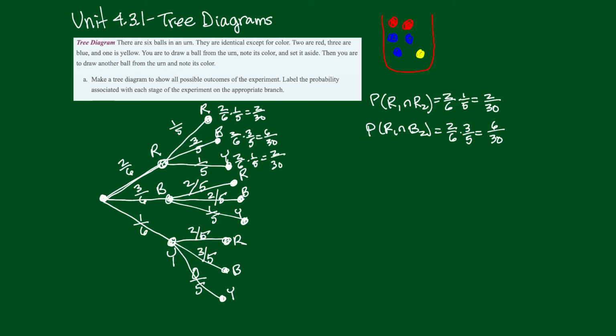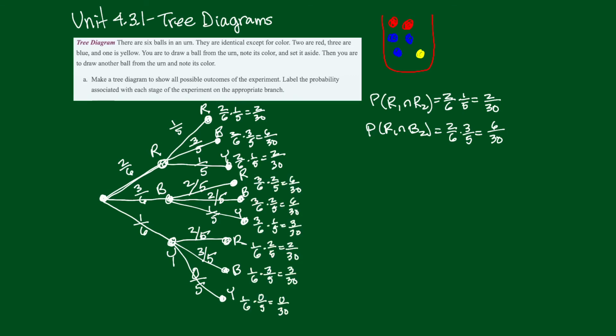Now I'm going to do the rest of them, but I'm just going to put them in here and then come right back. All right, so I just filled them all in here. So for example, what would this one here be? How do I get here? Well, to get here, I got to get a blue on the first and a yellow on the second. So a blue on the first is 3/6, a yellow on the second is 1/5. So what's the probability of a blue on the first and a yellow on the second? Well, that's just going to be, follow the trail here, 3/6 times 1/5, or 3 out of 30.